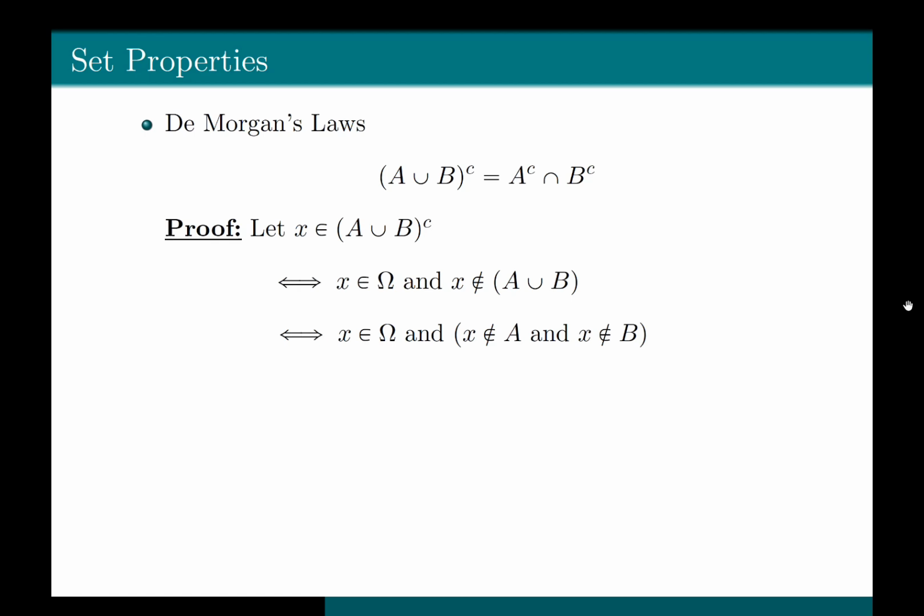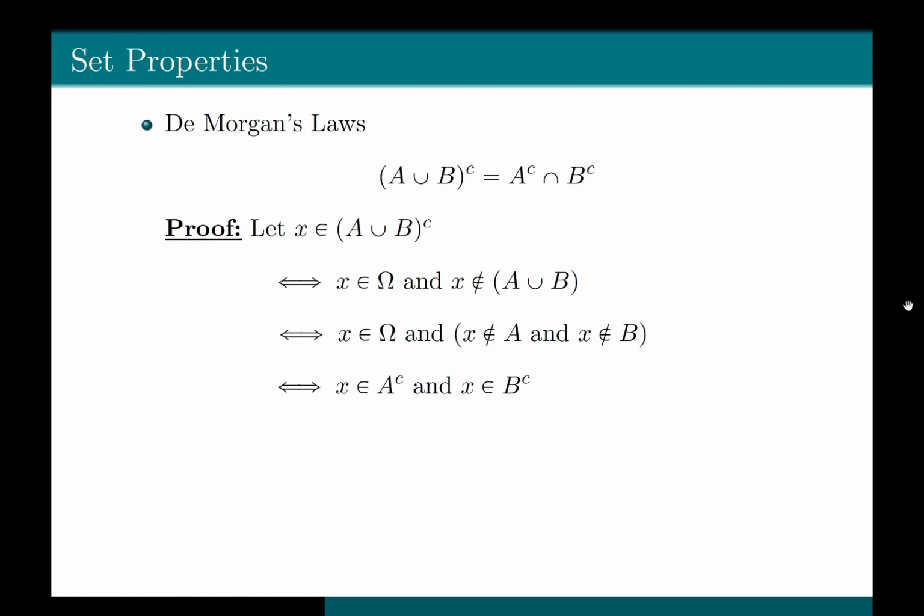Why? Because if you have X belongs to A union B, it means that X either belongs to A or X belongs to B. But now if I'm saying that X does not belong to A union B, it means that X neither belongs to A nor belongs to B. Because if X belongs to either of these two sets, then it has to be in the union, which means that now X is not in A and X is not in B. Now, what does X not in A mean? That X belongs to A complement. And what does X not in B mean? That X belongs to B complement.